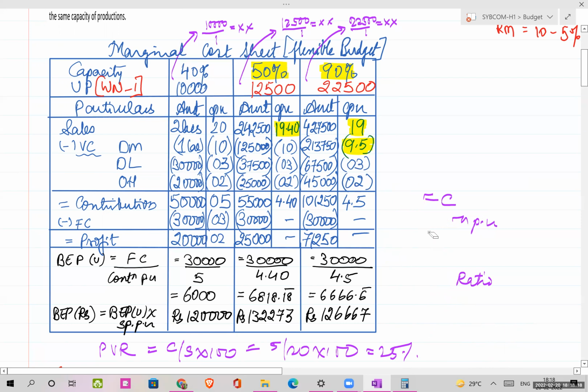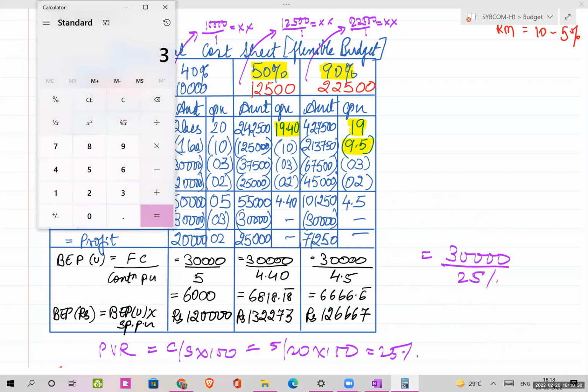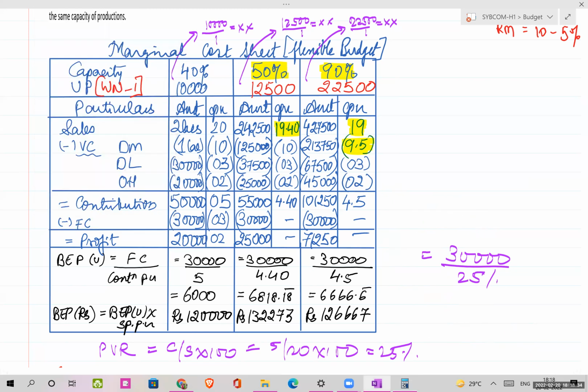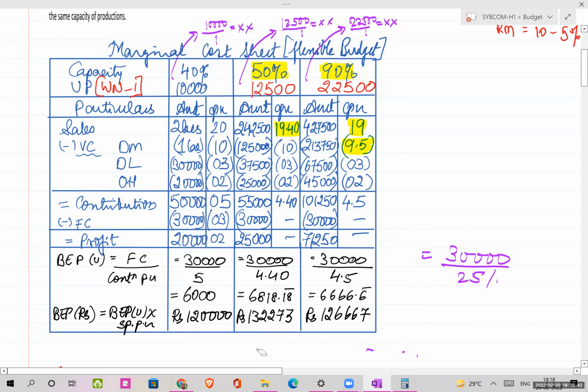So what does the formula say? It is fixed cost. Fixed cost I know is 30,000. We just got PV ratio, 25%. So just cross check your answer. 30,000 divided by 25, press the percentage sign. See, your answer is 1,20,000. It has to match with it. So this is how you will cross check your answer.